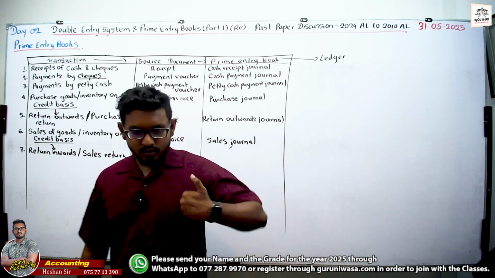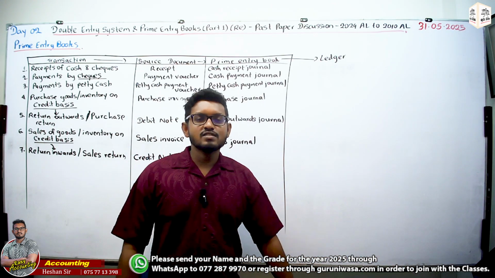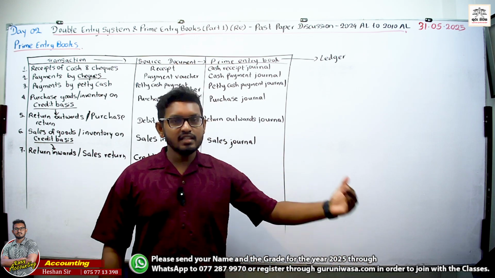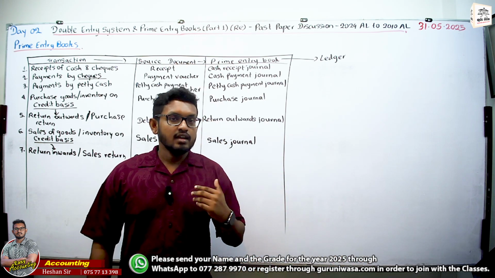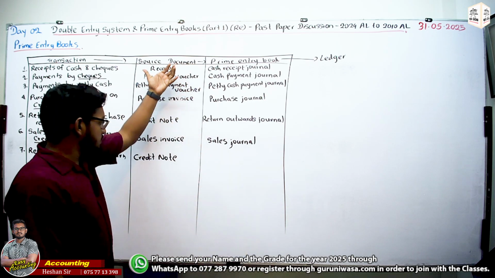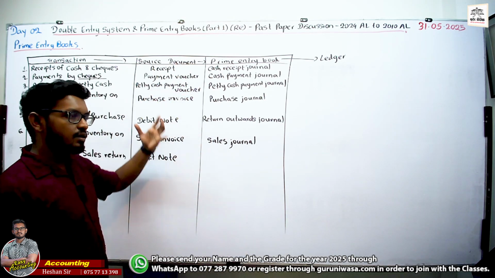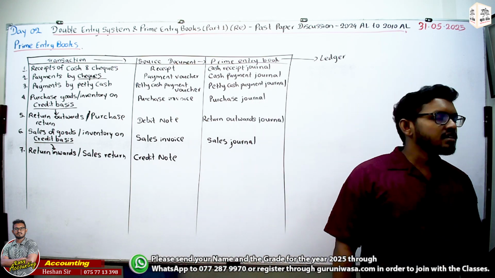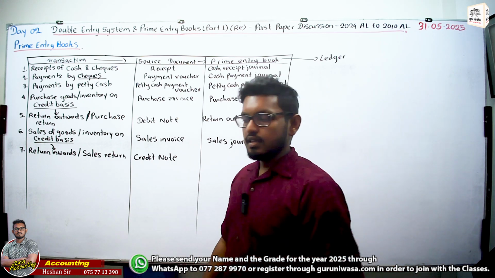When we return goods to the suppliers, we prepare a debit note. When they return it, we prepare a credit note. We prepare both of these. All these source documents we prepare from our business side.